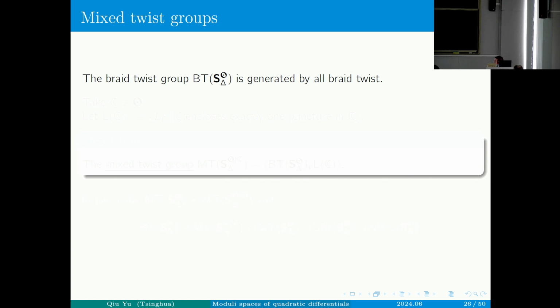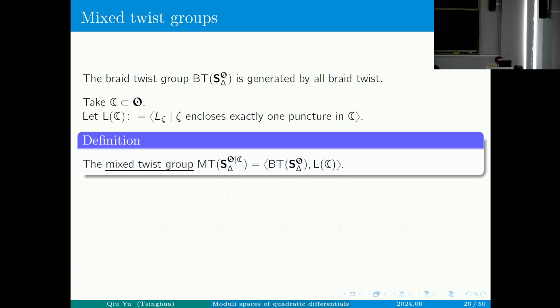And to understand the kernel of the AJ map, we want to introduce this mixed twist group. The first part of this group is the braid twist group, generated by all the braid twists along any simple arc connecting two decorations. And the other part is you want to take a decoration and go around a puncture in the left moon. So that's this mixed twist group.